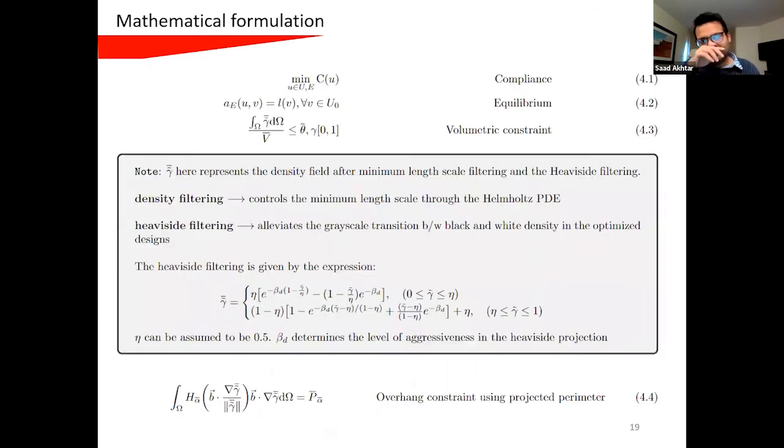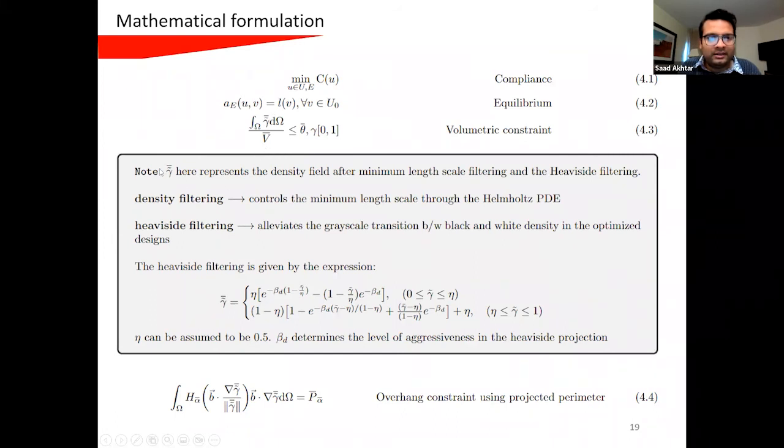So let's talk about the mathematical formulation of this problem. So this is the whole compliance. The compliance here could be, like I said, for thermal problems, average temperature. For thermo-fluid problems, it could be temperature and the pressure losses penalty. And the equilibrium constraint is your governing equations. So for example, for a thermal problem, that would be your heat conduction equation. And the volumetric constraint here is the percentage of the conductor volume that you want in your domain.